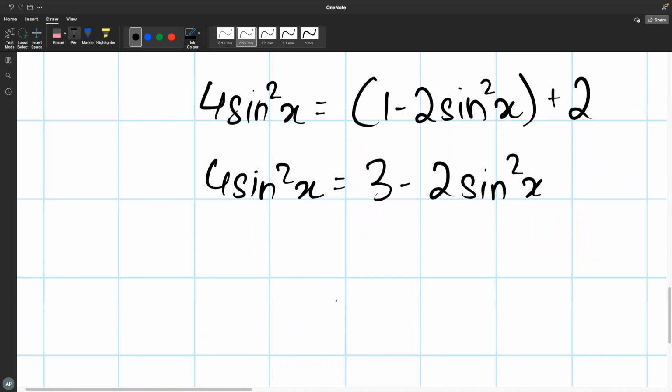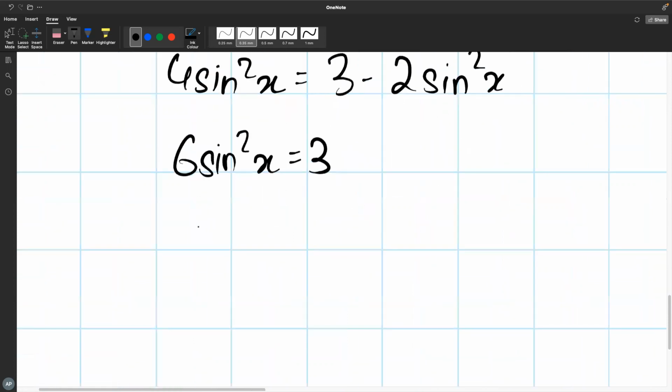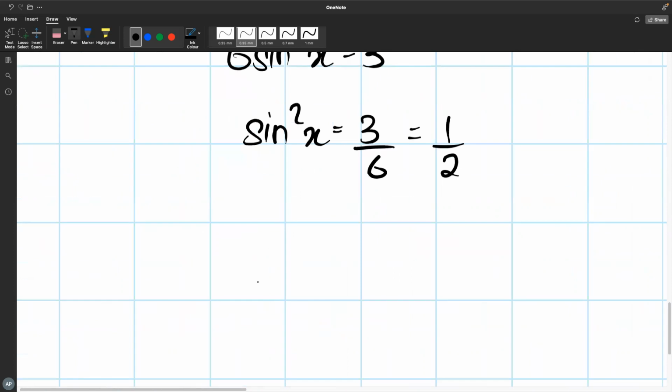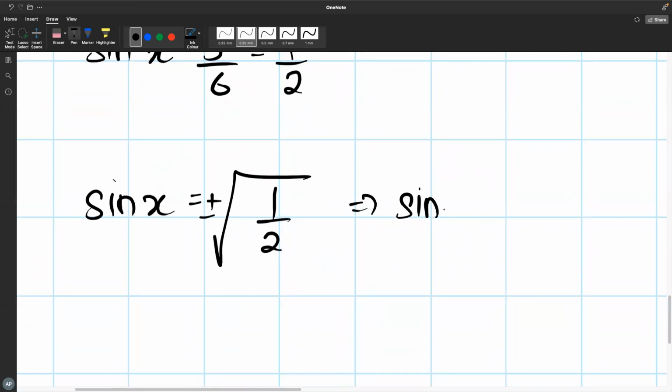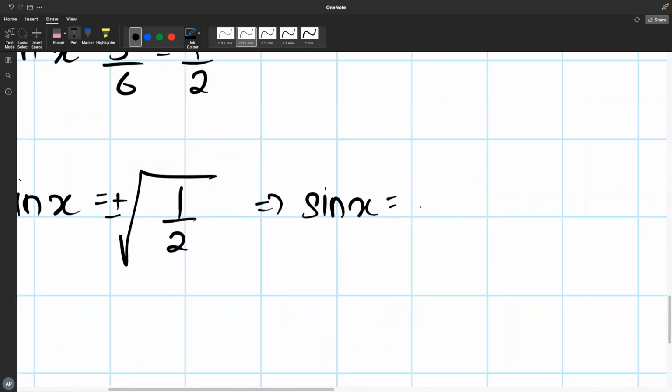Adding, so we move this to both sides. So we get 6 sine squared x is equal to 3. Now we can divide 6 from both sides. We get sine squared x is equal to 3 over 6, which is the same as a half. Square rooting, we get sine x is equal to plus or minus the square root of 1 over 2, which means that sine x is equal to plus or minus 1 over root 2.